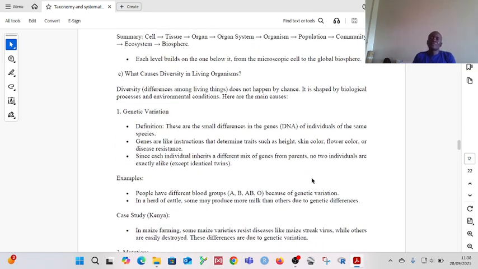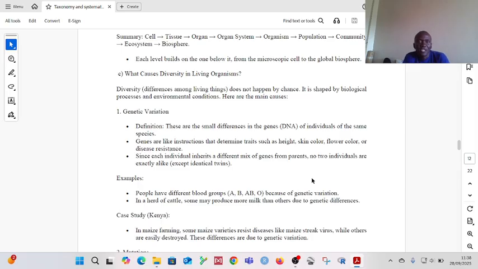We've seen that living things are diverse, or living things are different. And maybe the question is, what makes them different? What causes diversity among living things? So diversity is just the differences that are found among living things.